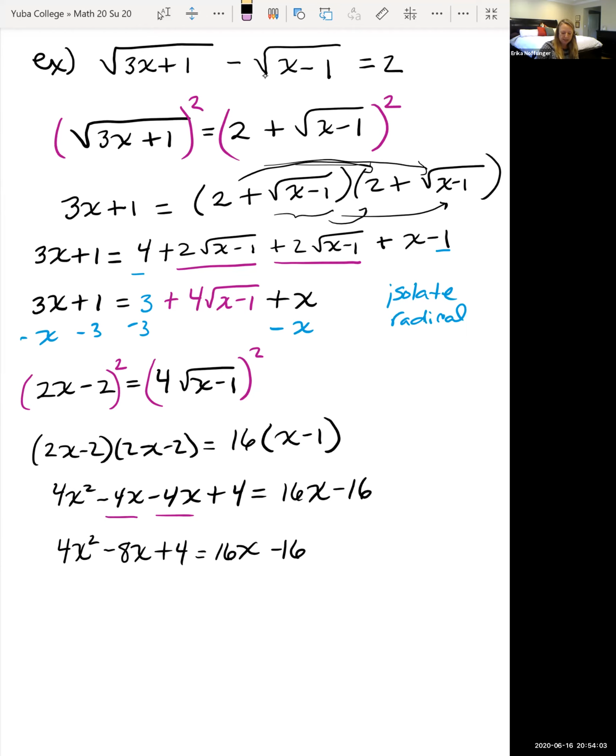So I'm going to set this equal to 0. So let's bring down the 4x squared. If we subtract 16x on both sides, negative 8x minus 16x. So that would give us the minus 24x. And if I need to move this minus 16 over, add 16 to both sides, 4 plus 16, so this is plus 20, is equal to 0.